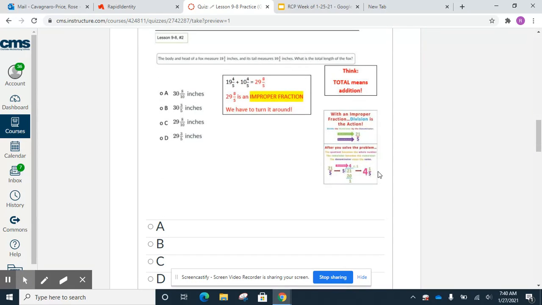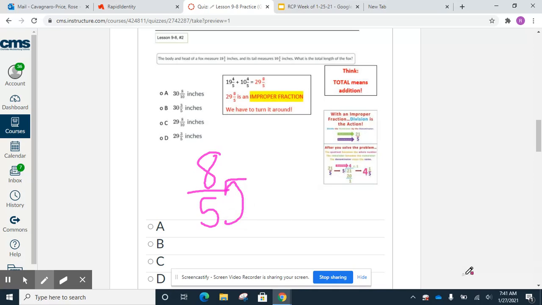This is where we're talking about improper fractions. You've been working on this, your teacher's been working on it with you. We have to make it proper. Remember, an improper fraction is any fraction where the numerator is greater than the denominator. So right here, this is an improper fraction. This 8 is greater than that 5. We can never have that. We need to turn it around.